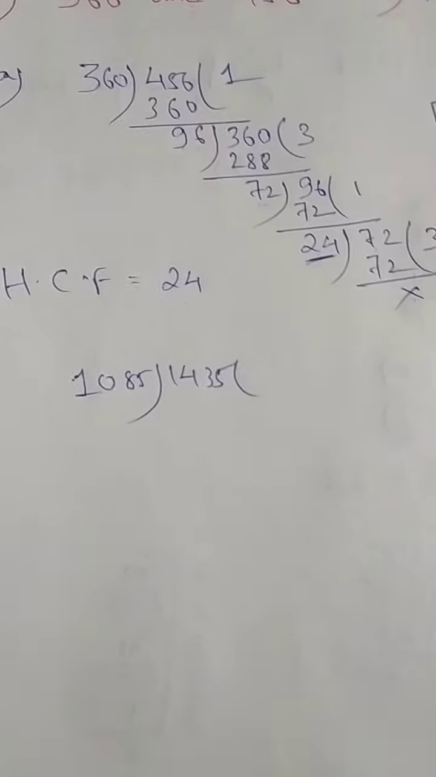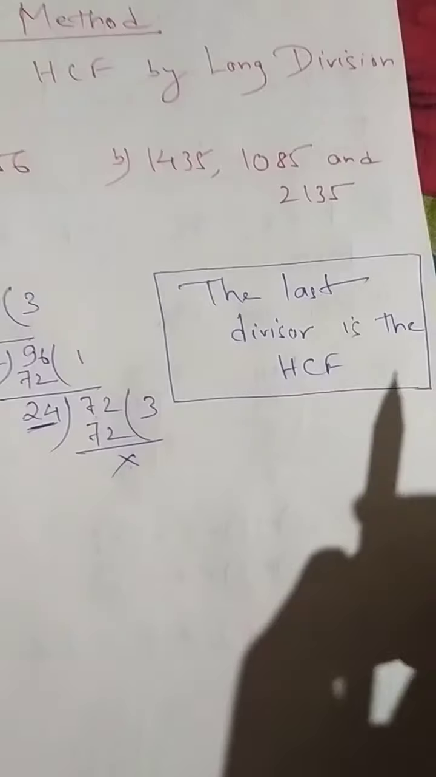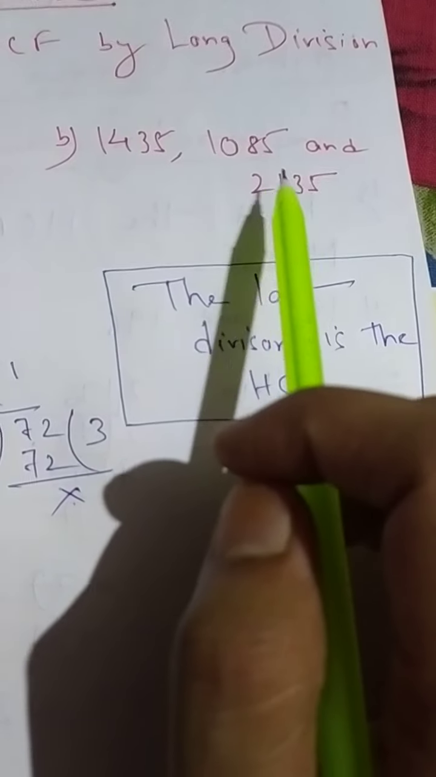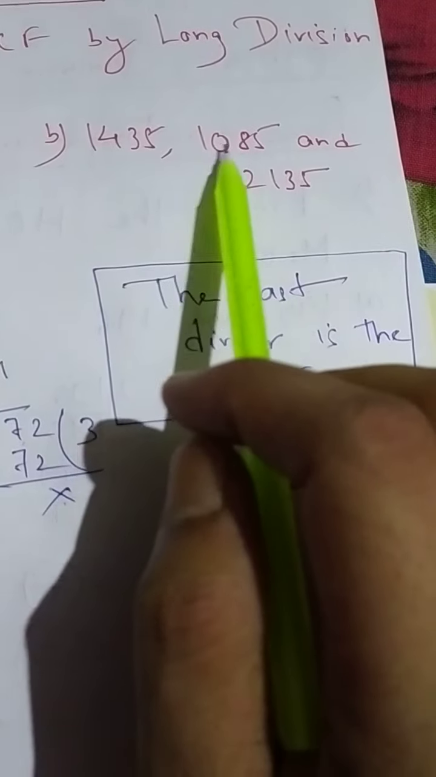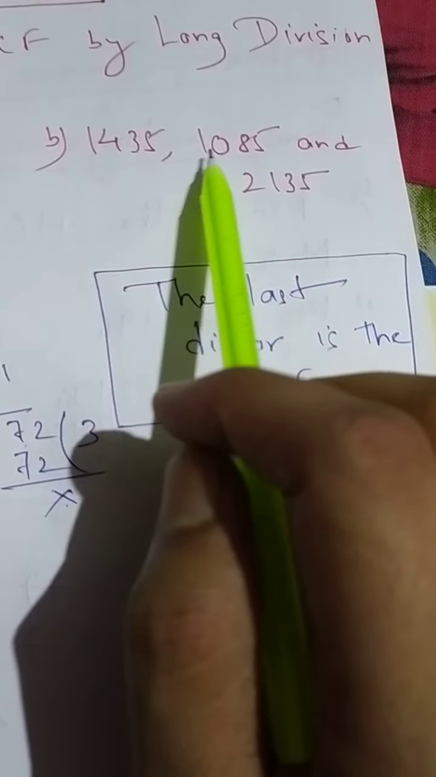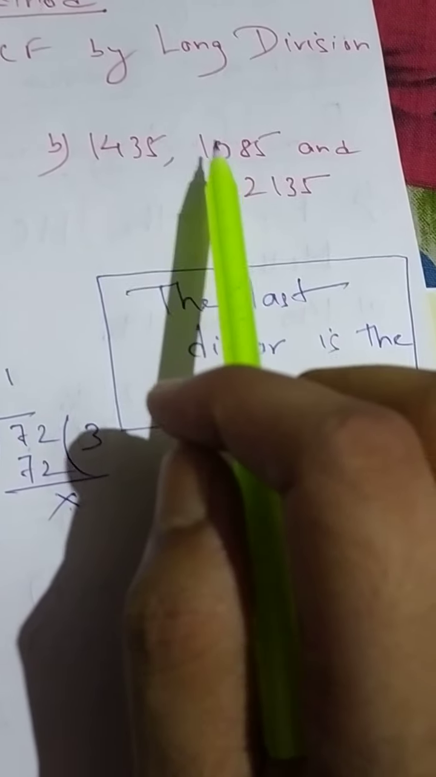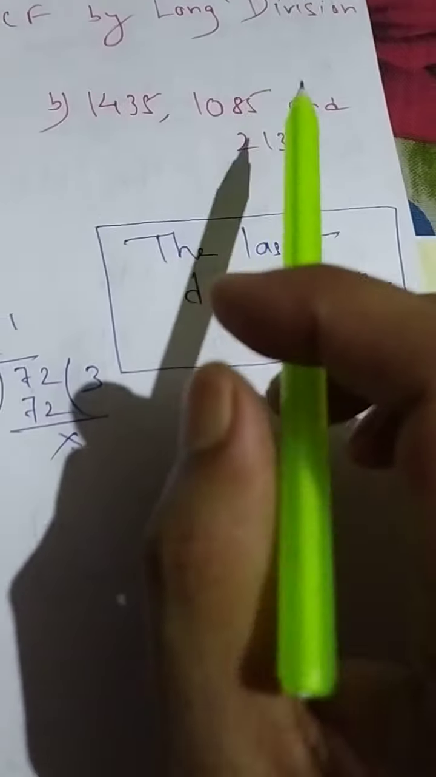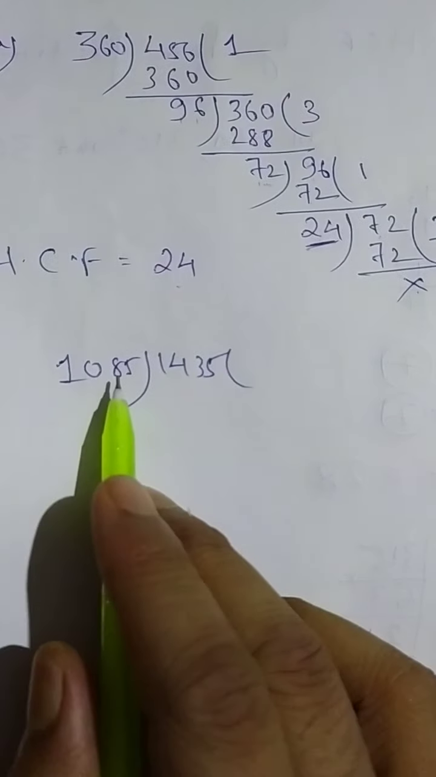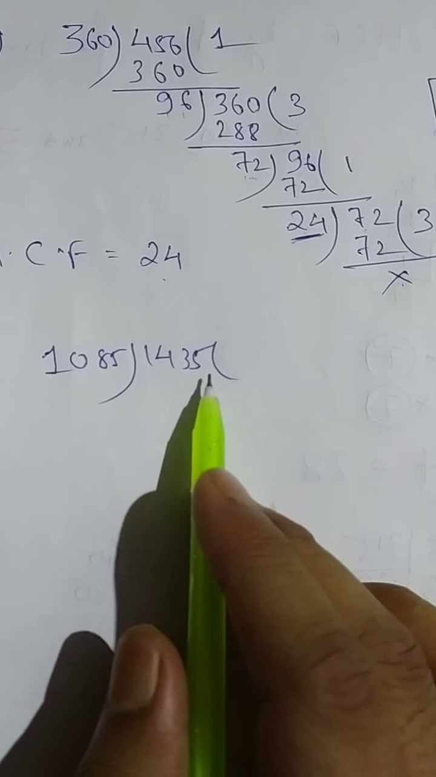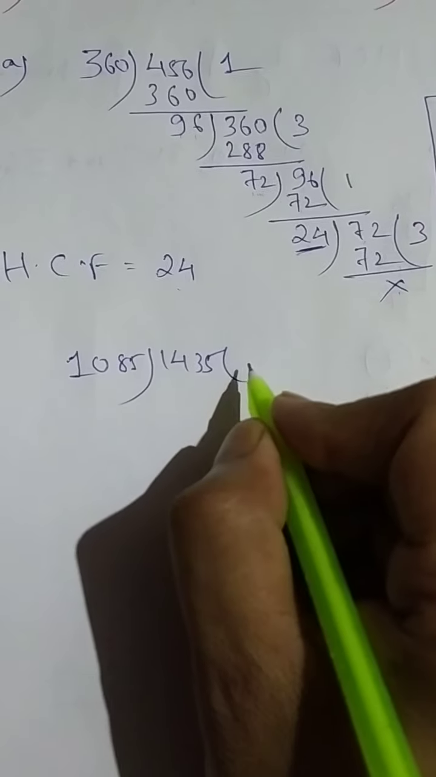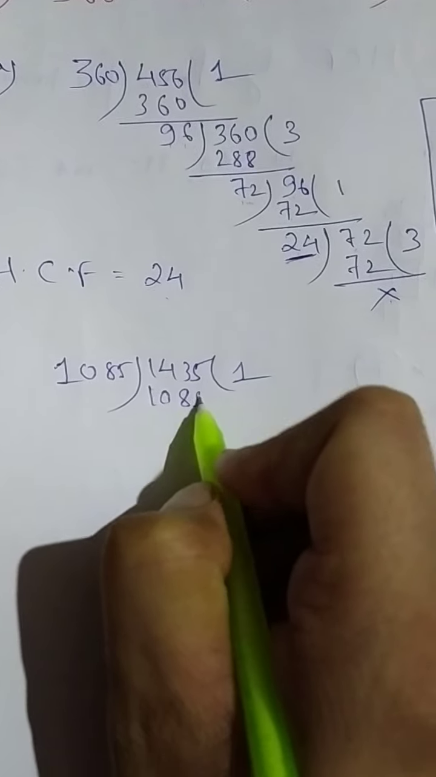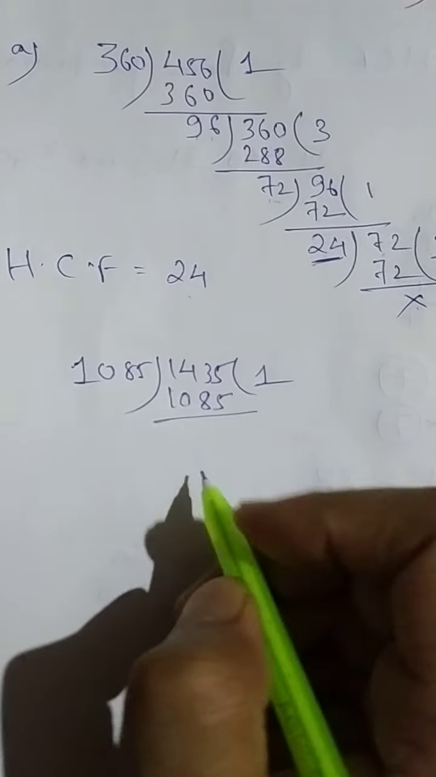Now next one I will do it for you. The next question is 1435, 1085 and 2135. Now see, for 3 numbers you can start with any 2 numbers. I am starting with these 2. You can start with first and third. You can also start with second and third, anything. I am starting with first and second number. So this one 1085 and 1435. So first 1 time 1085.